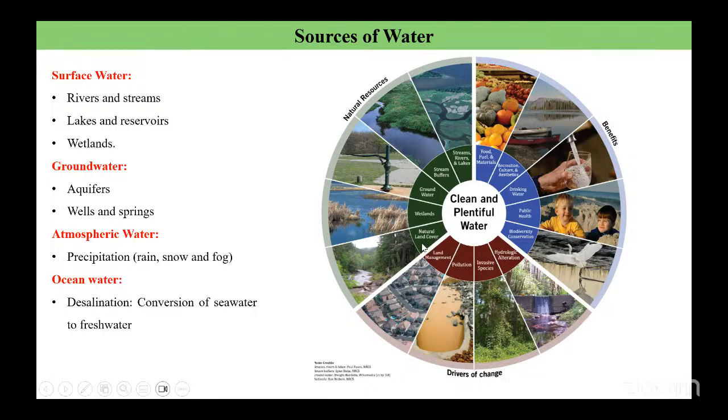Let's see. The natural land cover, wetlands, groundwater, stream buffers, streams and rivers, all these are the different sources of water from which we get fresh water, and how it is distributed, and how we receive water in good quality, we will be seeing in the further slides. So if these are the natural resources of water, what could be the benefits of it? We have a good amount of good quality water, and there is good production of food, fuel, and materials.